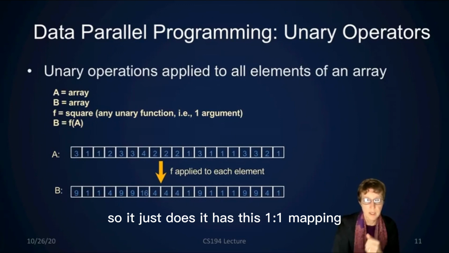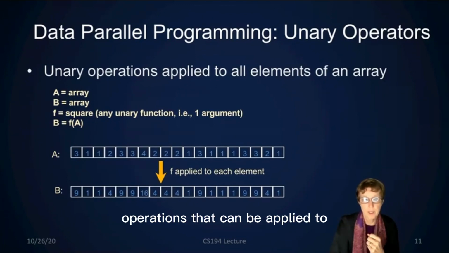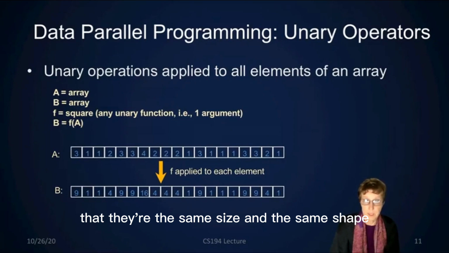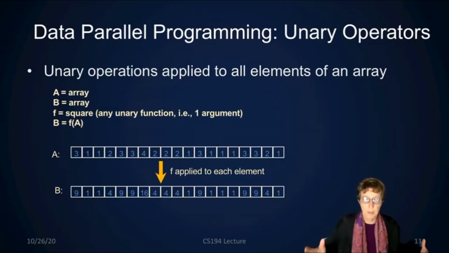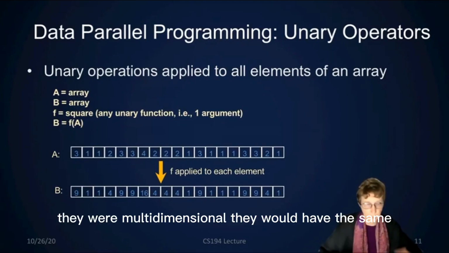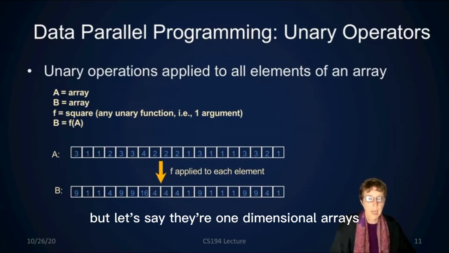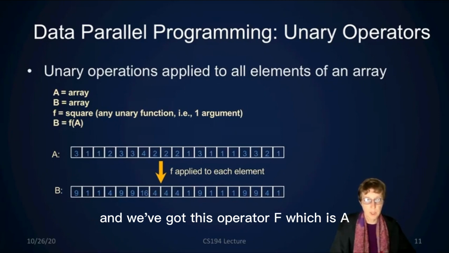So it has this one-to-one mapping, and these unary operations can be applied to all elements of an array. Let's say we have an array A and another array B, that are the same size and the same shape, meaning that if they were multidimensional, they would have the same dimensionality and so on. But let's say they're one-dimensional arrays and they have the same number of elements. And we've got this operator F, which is squaring an individual element.